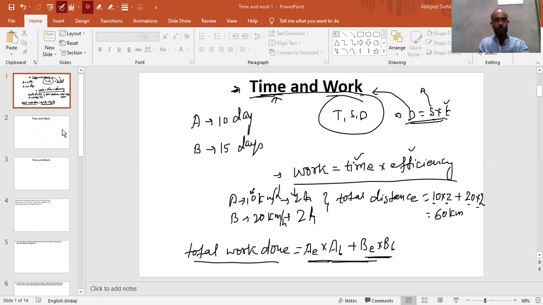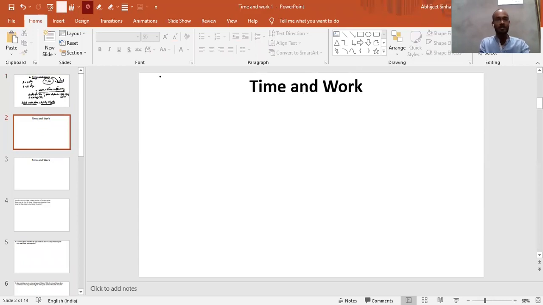Okay. So now the basic point here is the same thing. I was taking an example that A took 10 days to do a work and B did the work in 15 days. Now we need to calculate, if A and B work together, how much time they will take, for how long they will work.